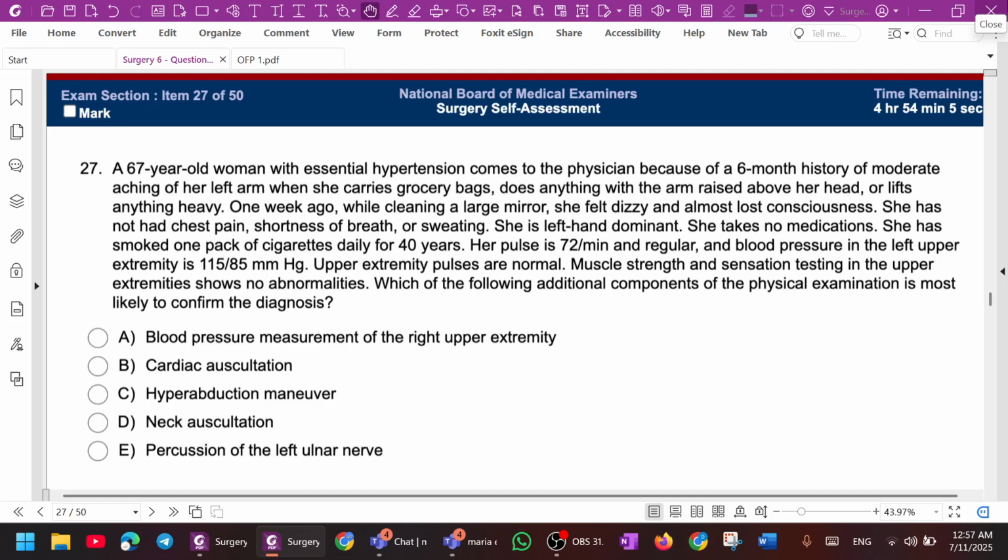One week ago, when cleaning a large mirror, she felt dizzy and almost lost consciousness. She has smoked one pack of cigarettes daily for 40 years. Her pulse is 72 and regular. Blood pressure in the left upper extremity is 115 by 85, and upper extremity pulses are normal. Muscle strength and sensation testing in the upper extremity are normal. Which of the following is the additional component of the physical examination?